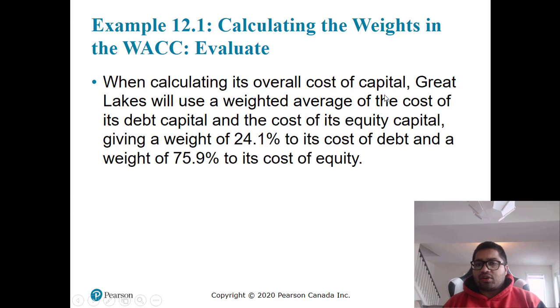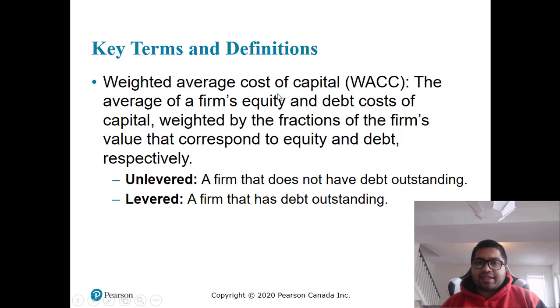When calculating the overall cost of capital, Great Lakes will use weighted average cost with 24.1 and 75.9, not the book values. The weighted average cost of capital is the average of the firm's equity and debt cost of capital weighted by the fractions of the firm's value corresponding to equity and debt respectively. So weighted average means calculate the weights, calculate the cost, multiply and add.